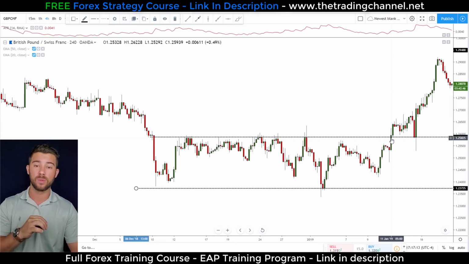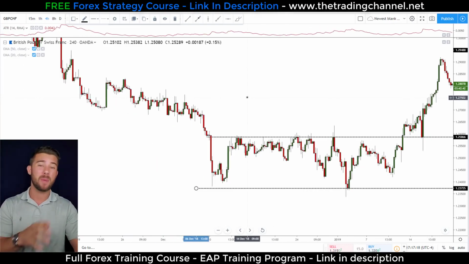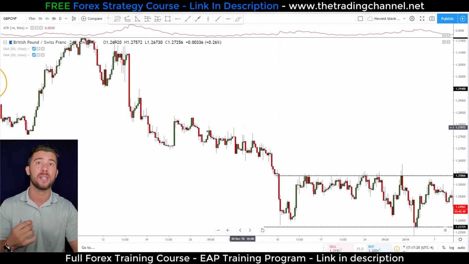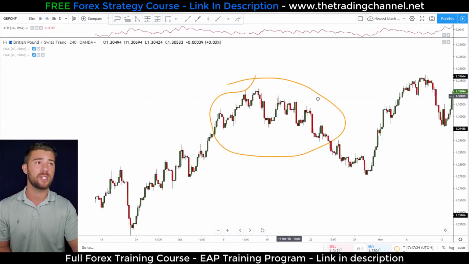These are set in stone rules. You will never be confused again about when to enter the market if you're trading based around this type of rule-based strategy. Hopefully this is becoming a lot easier to understand now. And here we have another situation.